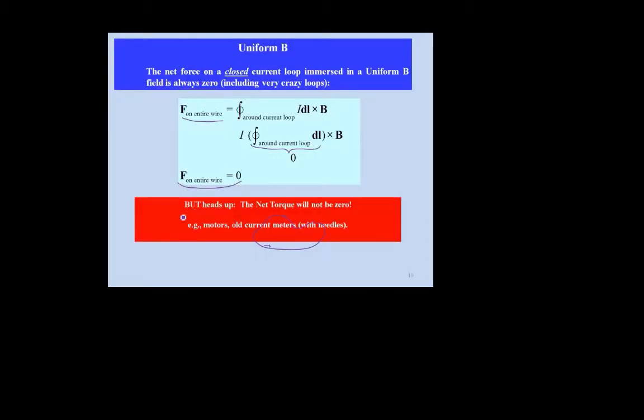I just want to remind you though that you can have zero force, but you can also have a net torque. And so it's quite often that you have zero force, but the net torque will not be zero. And this is important for motors and old current meters, the ones with needles, which cause the needle to turn when you put more current through the wire.